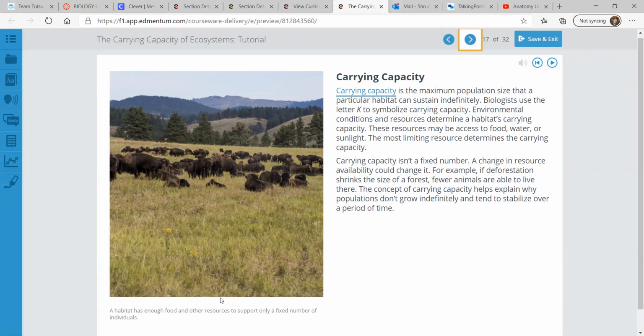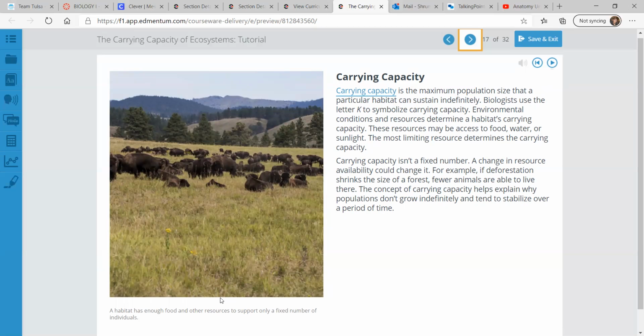Environmental conditions and resources determine the habitat's carrying capacity. These resources may be access to food, water, or sunlight. The most limiting resource determines the carrying capacity.